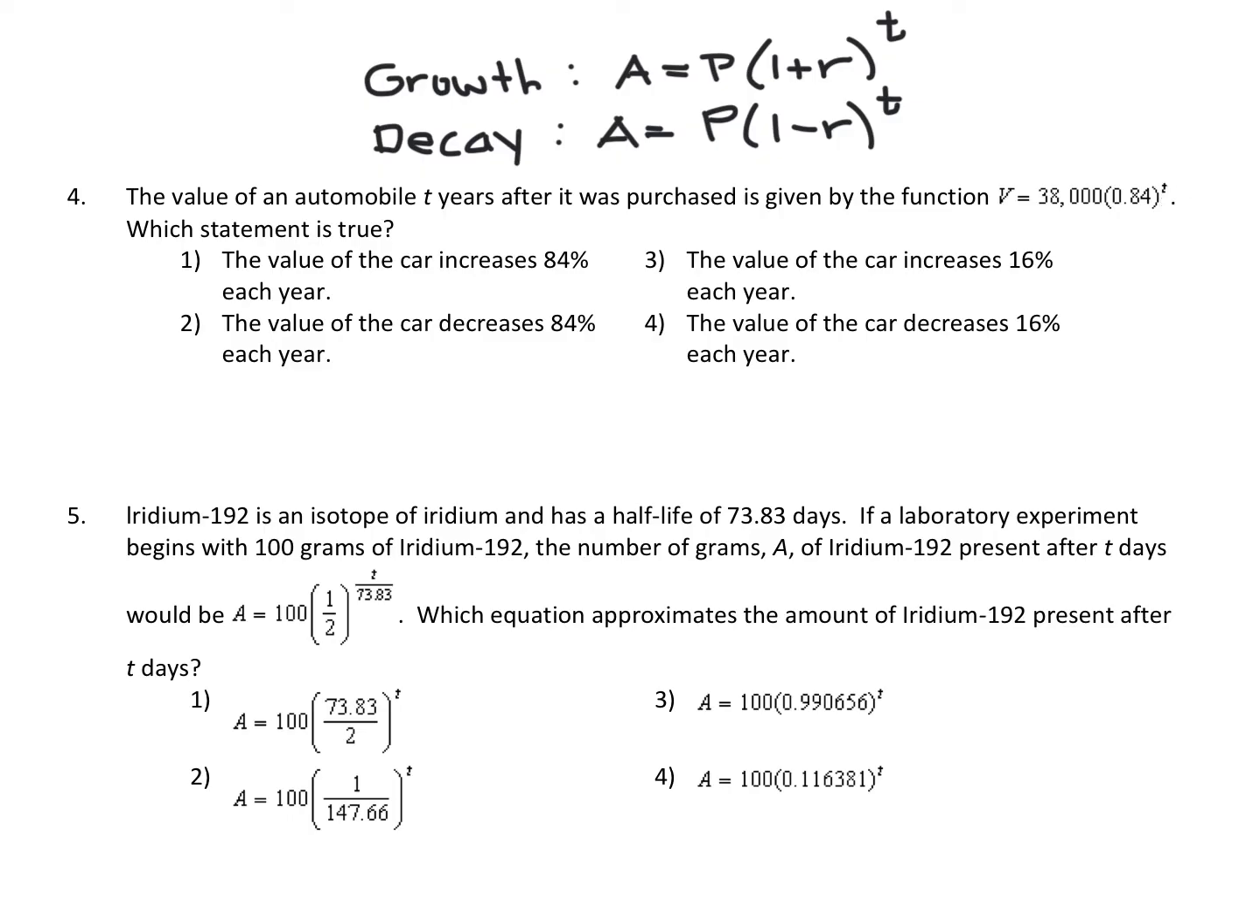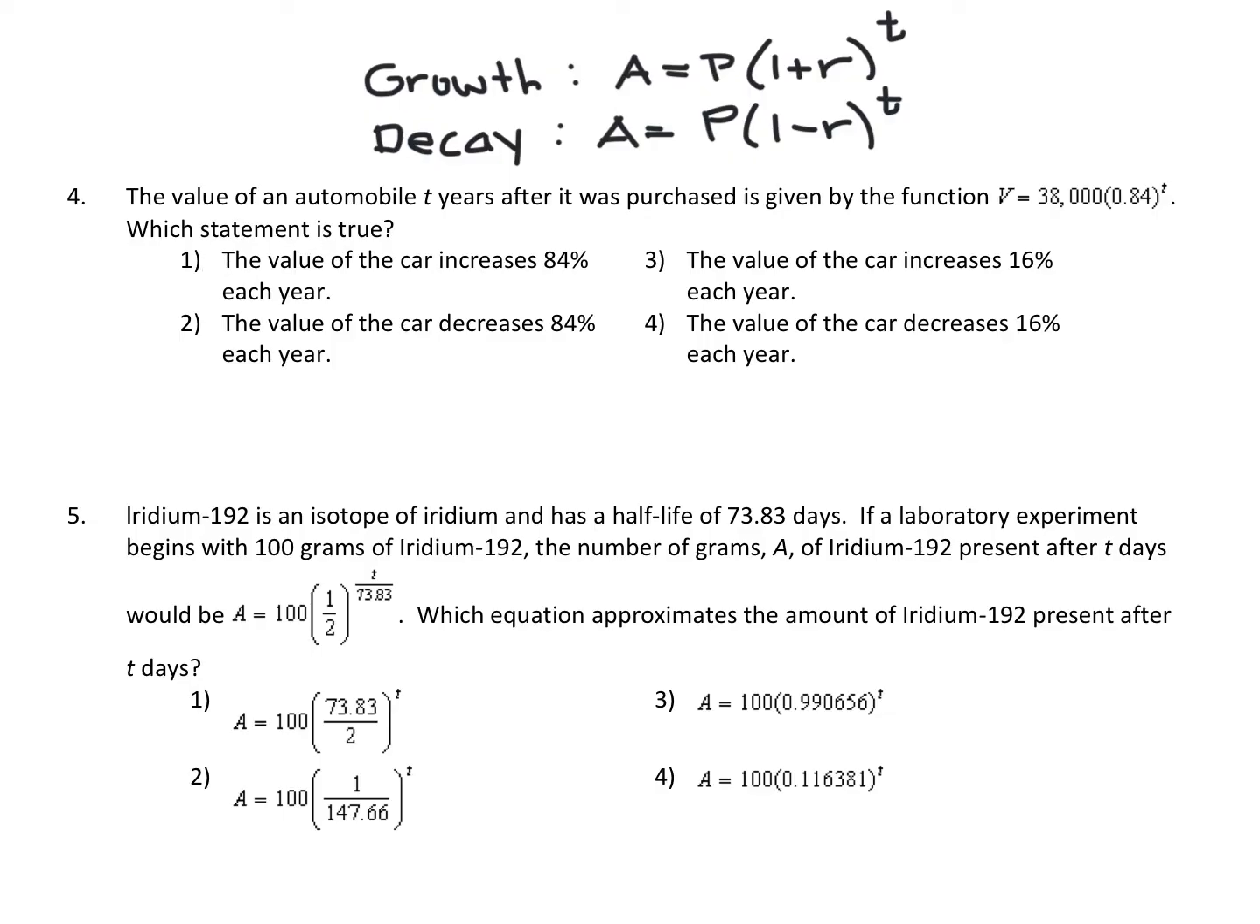But remember, if it's growth, we're adding a rate to the 1, so the number in here would be greater than 1. Since this number in the parentheses is less than 1, it means we're seeing exponential decay. It's going down. And that makes sense, right? Doesn't the value of a car go down over time?